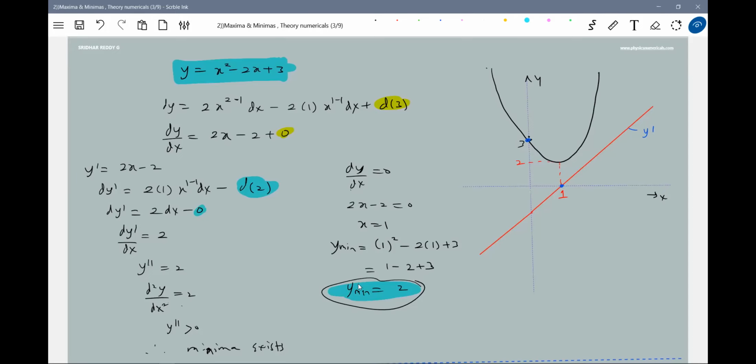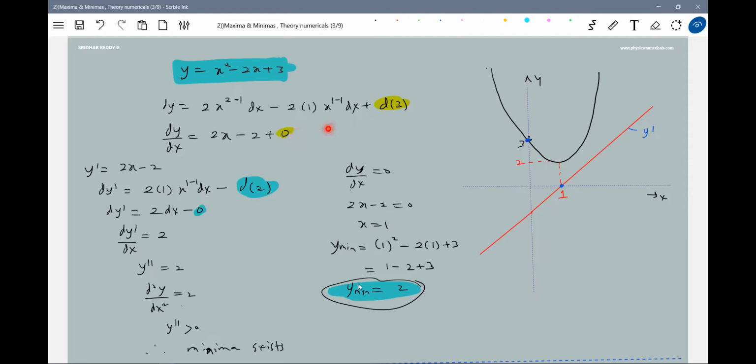I brought one equation: y equals x square minus 2x plus 3. Let's first take the first order derivative of it. dy equals 2x to the power of, applying the power rule, 2 minus 1 dx, minus 2. Here the power of x is 1, so x to the power of 1 minus 1 dx. The derivative of 3, let it be.